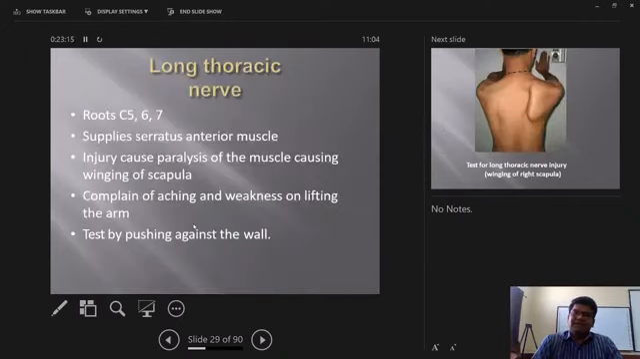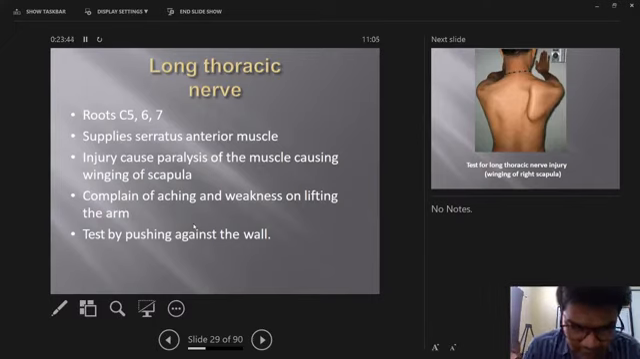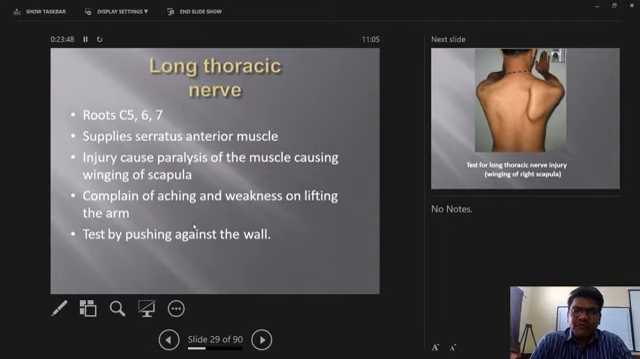Now coming to the long thoracic nerve. The long thoracic nerve is a nerve formed directly from the roots of C5, C6, C7. It supplies the serratus anterior muscle. The injury causes paralysis of the muscle, causing winging of the scapula and a complaint of aching and weakness on lifting the arm.